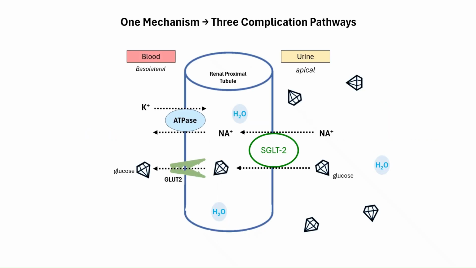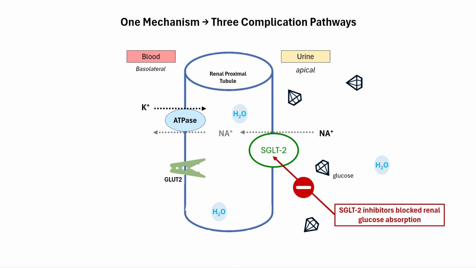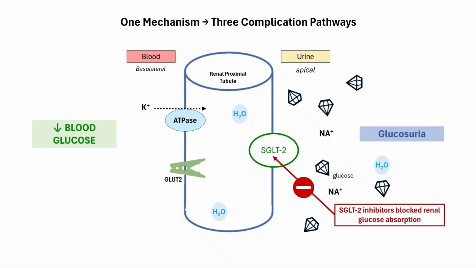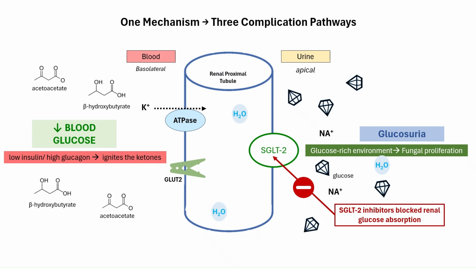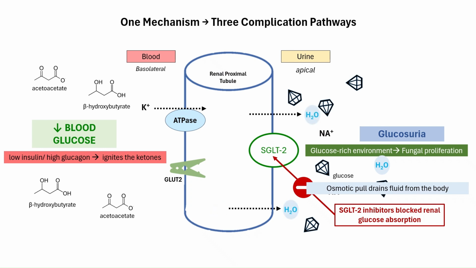Every one of these complications traces back to one pharmacologic action: the blockade of renal glucose reabsorption. That action causes glucose in the tract that feeds fungus, a low insulin to high glucagon ratio that ignites the ketones, and osmotic pull that drains fluid from the body. Once you understand that, these side effects stop feeling like a list to memorize. They become predictable consequences. And that's the goal in pharmacology. Not memorization, but mechanistic understanding.